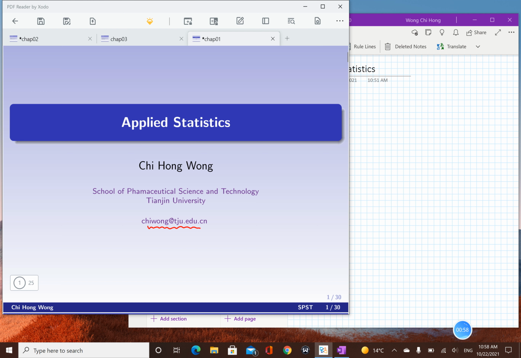For those of you who might be on the campus in Tianjin University, I'm actually in the old campus, building 24209. I don't know how many of you are actually in Tianjin in China. Most of our students are actually abroad taking this course online.